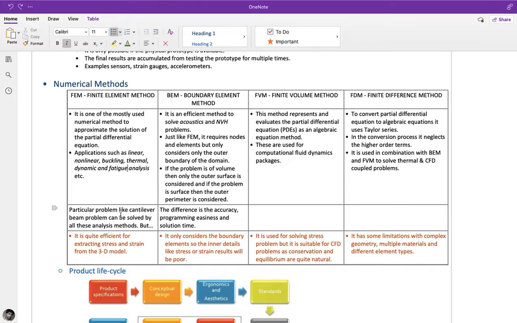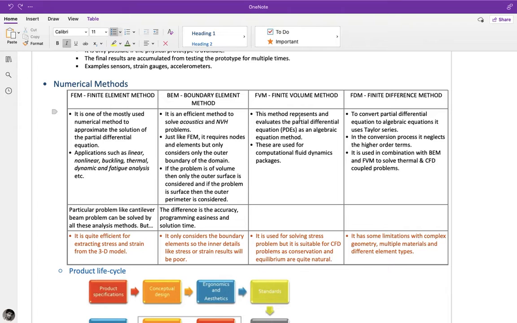Basically, in particular problems like a cantilever beam, the problem can be solved by all these methods, but the difference is in the accuracy, the programming easiness and the solution time of each method. In this case, FEM is quite efficient for extracting the stress and strain from any given model. But when it comes to BEM, the boundary element method, it only considers the elements in the outer region, so the inner details of the stress and strain may be poor. It only considers the outer, so that's why it is best to solve acoustics and NVH problems.